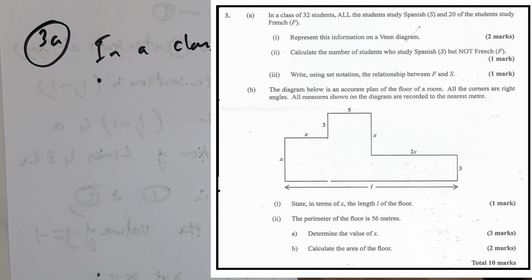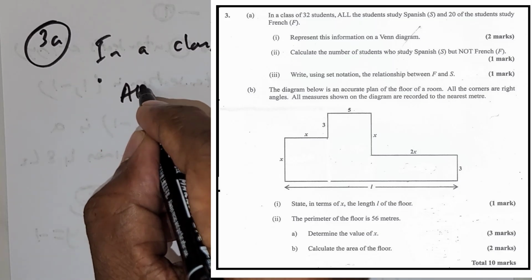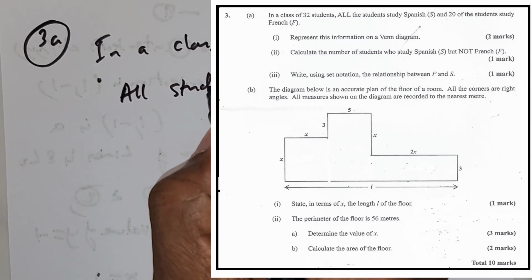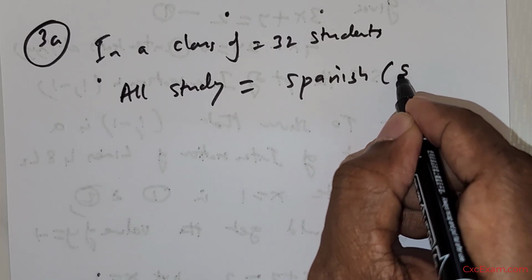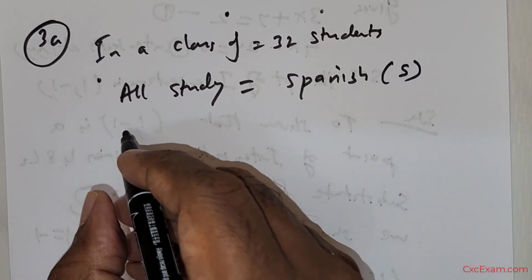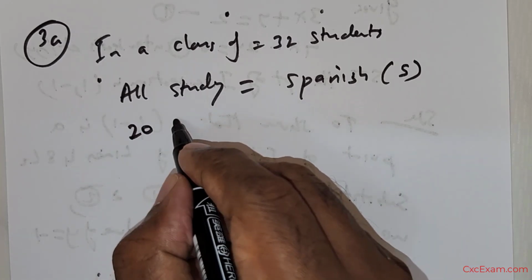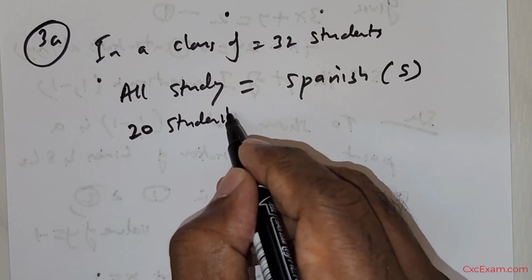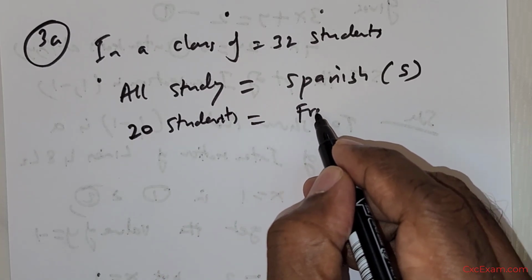32 students. All students study Spanish. Okay. Now this is represented as S. And 20 students study French. 20 students. They study what? French.